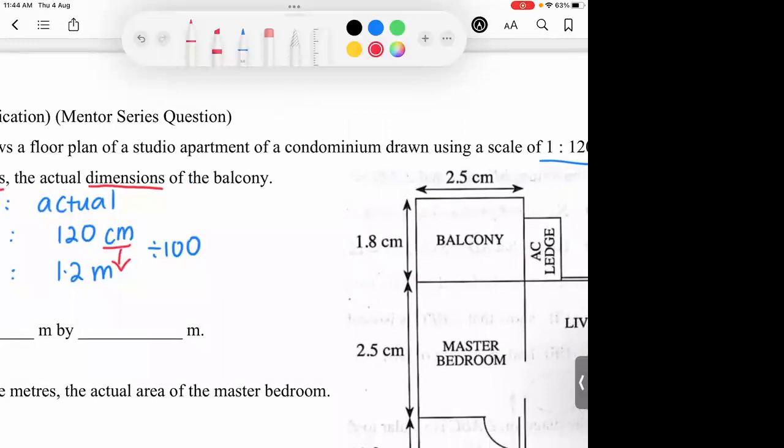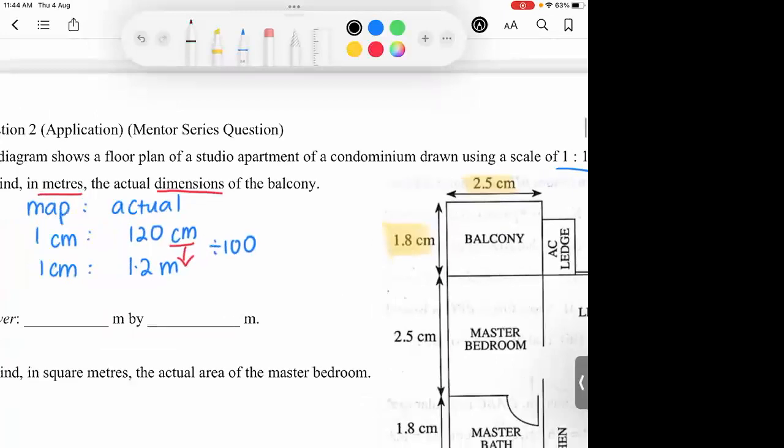Okay, so what are the dimensions? Balcony got what dimension? The balcony has the 2.5 cm, correct or not? Yeah. And which one? Again, sorry. 1.8. Yes, and the 1.8. So we need the 2.5 and the 1.8 cm.